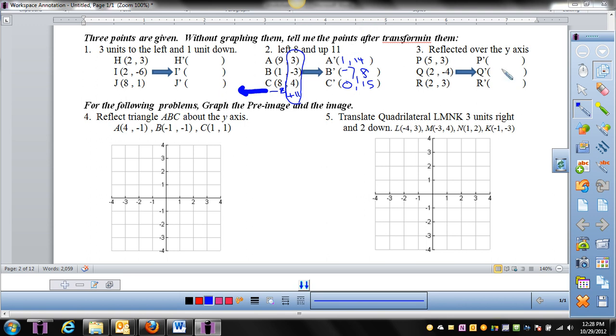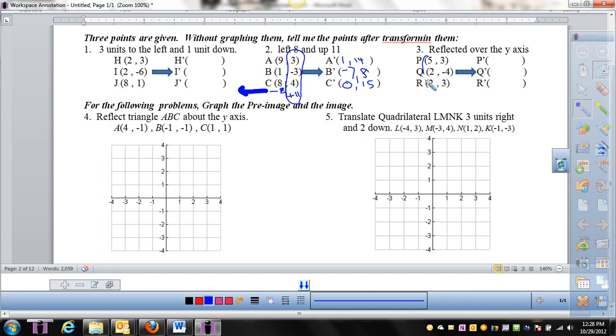If I want to do reflection over the y-axis, remember, to reflect it over the y, we just change the x. So all of these x values right here just become negative. So negative 5, negative 2, negative 2. So it becomes negative 5, 3. And negative 2, negative 4. So it just changes the x value only. See, the y value is staying exactly the same. Negative 2, comma 3.